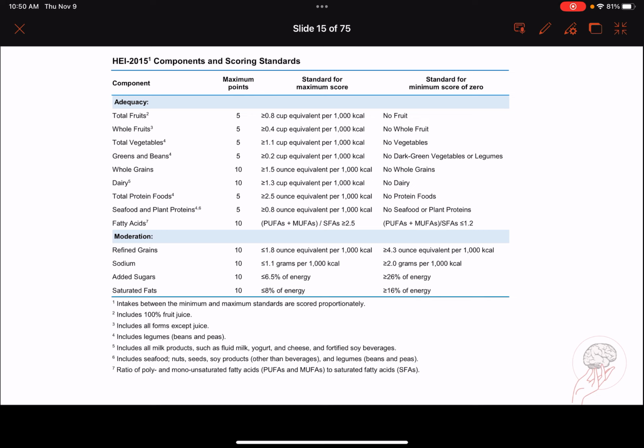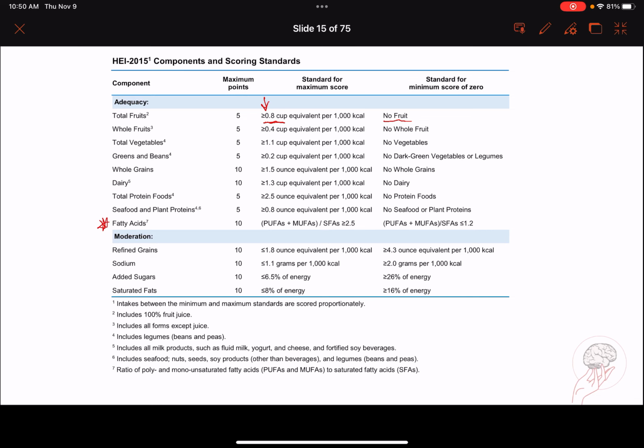So again, if we look over here, we get the maximum score for total fruits if you eat more than 0.8 cups per 1,000 calories. You get a 0 if you ate no fruit.